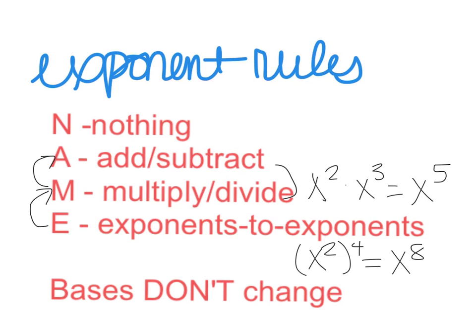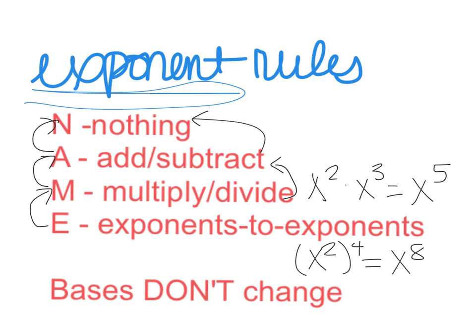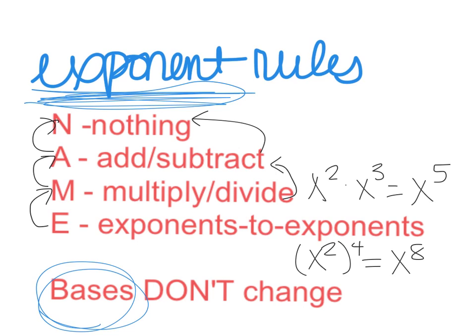And the same thing is true if we're dividing, we subtract our exponents. And then if we're adding or subtracting, then we do absolutely nothing to our exponents. Remember, these rules only apply to exponents. They do not apply to our coefficients. And our bases, which are the variable, or the letter with the exponent attached to it, do not change. Those bases do not change.